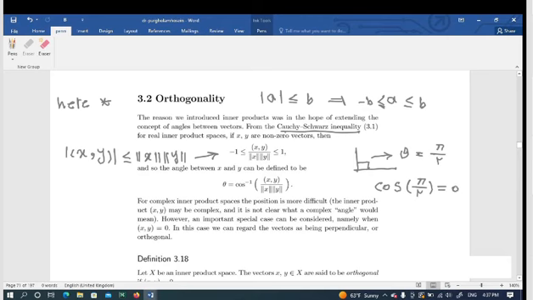So by this fact from the plane, we define orthogonality. We say that two vectors are orthogonal to each other if the inner product of these two vectors equals 0.